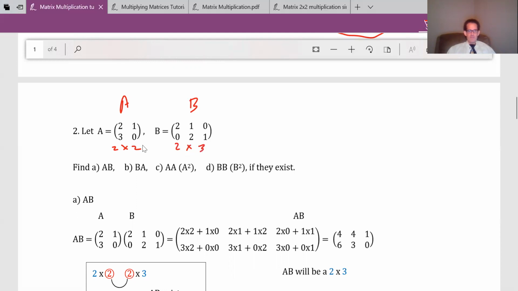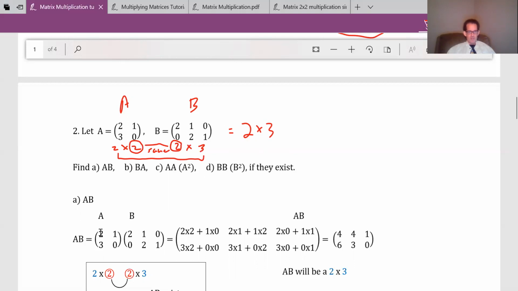So remember, I'm comparing the row of A with the column of B, and they have to be the same. Those are the same. So I know that my matrix is going to be those outer numbers. My matrix then is going to be a 2 by 3 matrix. Okay? So if I work this out, you can see what they're doing here.